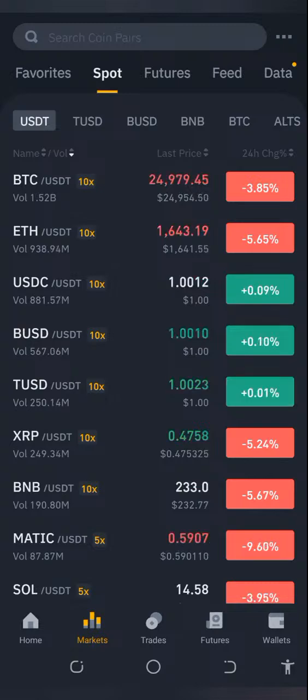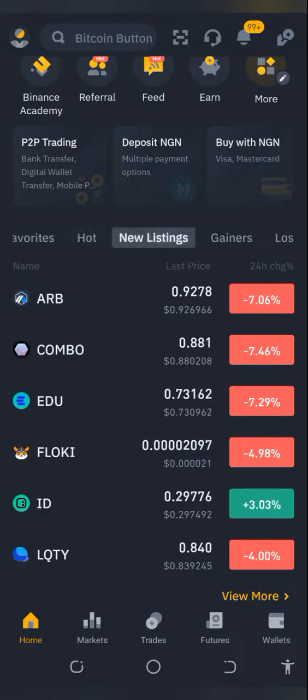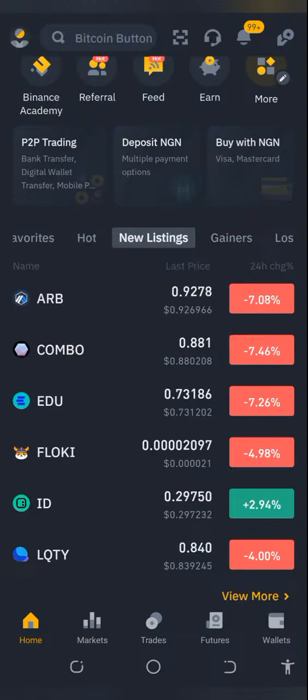We're going to be looking at the new listings and the gainer side of things, but there's some other things that you need to check, right? Inside of these, you can choose anyone you like, of course. But there are some very, very vital insider source things that we talk about in the income strategies course that will give you leverage to choose the right coins.